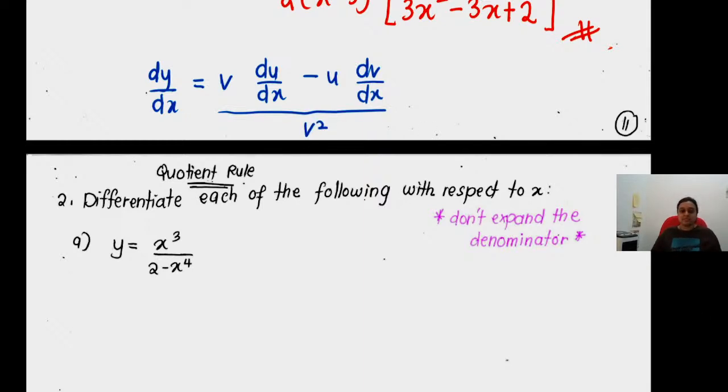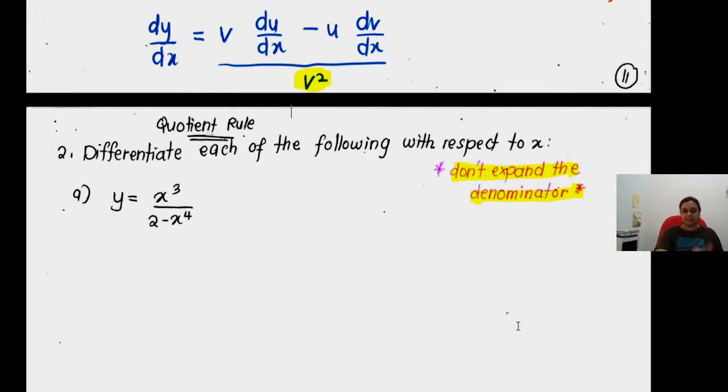Okay. There is a small clue teacher has given for the quotient rule, which is: don't expand the denominator. Why don't expand? Because if you realize, here the denominator is v and then squared. So don't square it. Just leave your answer like that. So that's the clue for you for the quotient rule. Okay. Now let's start with question 2a first. Whenever you see the quotient rule, that means you will see a fraction form. So the top one will be the u, the bottom one will be the v.